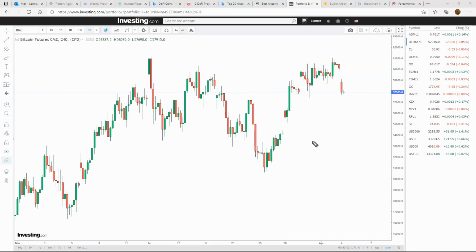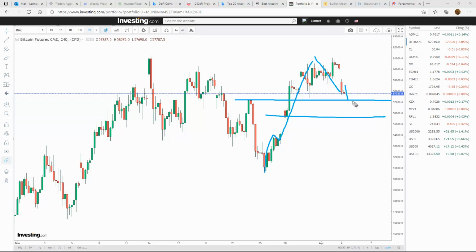Okay, so now what I'm seeing, yes, we've got this pullback, and it is more than likely very close to an area where we might be done with this pullback. We could, of course, come even lower. We could come down even to this area. So if we do that, I would expect a move back up by the end of the week. So short term, a little bit of weakness in Bitcoin, but we could see a push back up later on in the week.